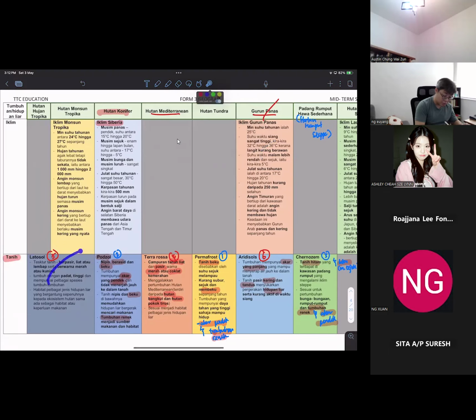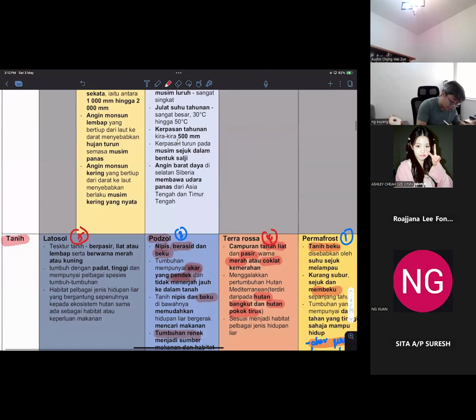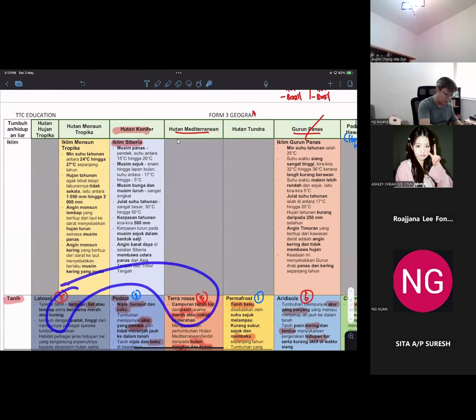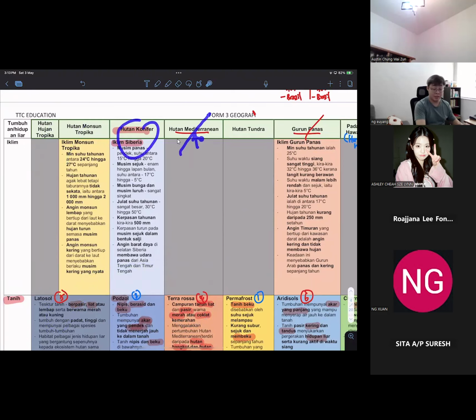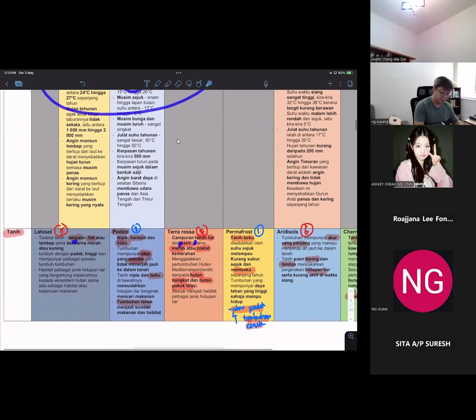Tanah is quite similar to the Terra Rosa. Why? We have the tanah liat also. Liat, what do we call that? Clay. So clay can store water. Basil, agar-agar, the basil lets some of the water flow through. So this is going to become saliran baik. So that's why for the Hutan Hujan Tropica, Hutan Monsoon Tropica, Hutan Conifer, and the Hutan Mediterranean, this is all saliran baik, because they have the sand.